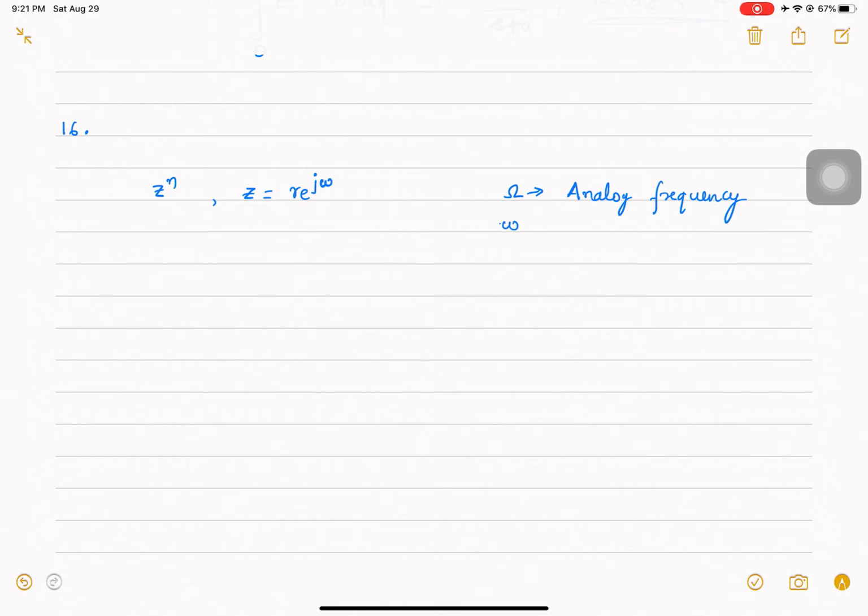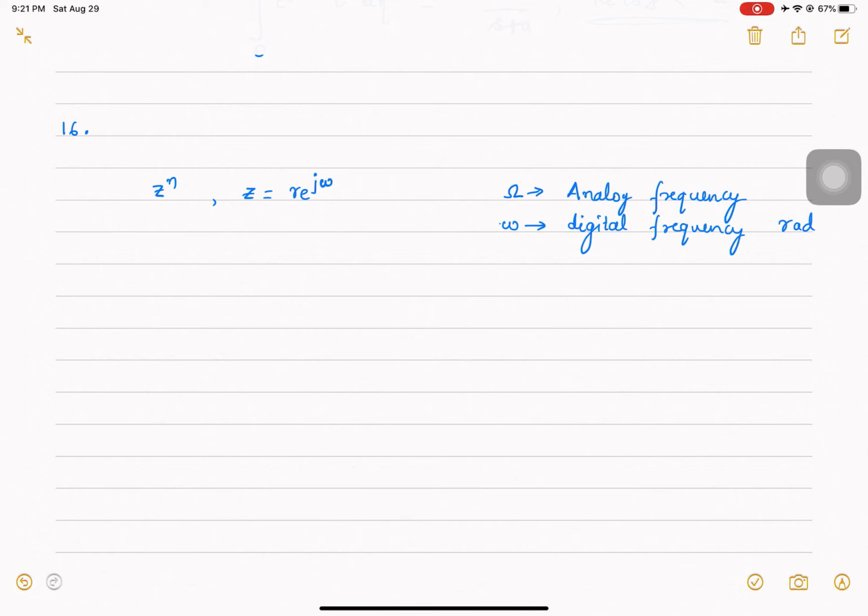Okay, and this small omega is your digital frequency. Okay, and the units for both of them are different. Okay, so this is just radians, a dimensionless quantity. Okay, and analog frequency is radians per second. It has dimensions of per second.